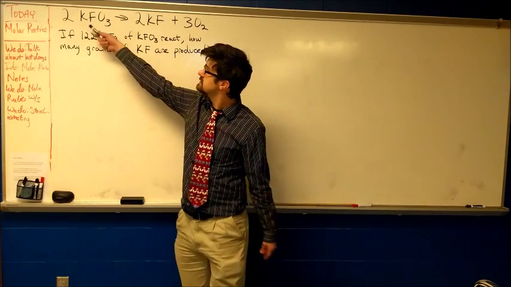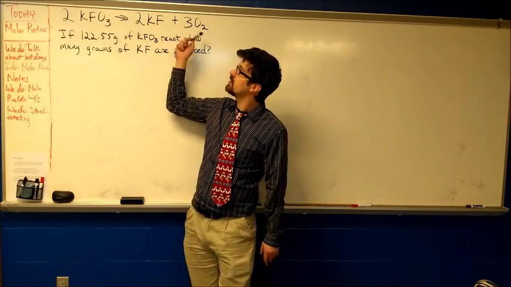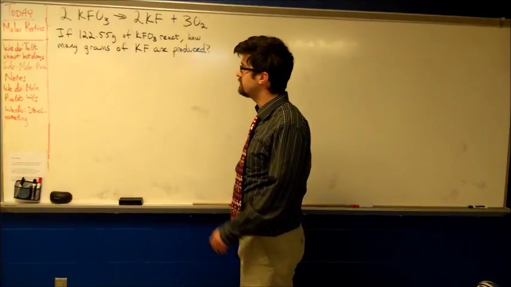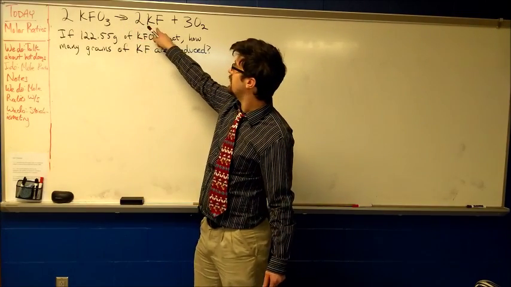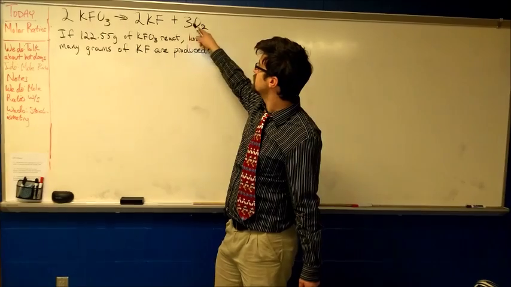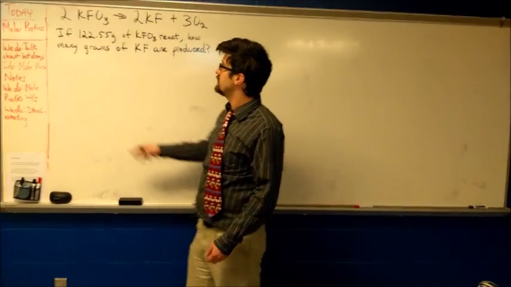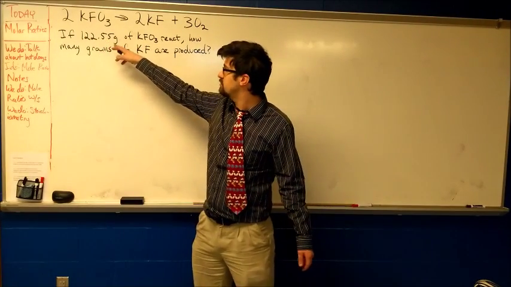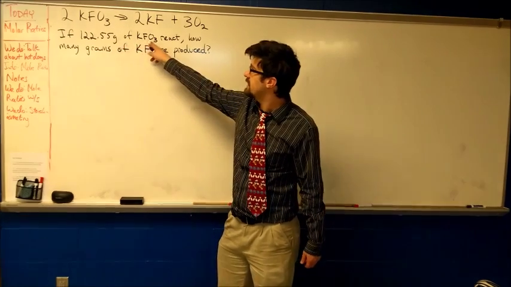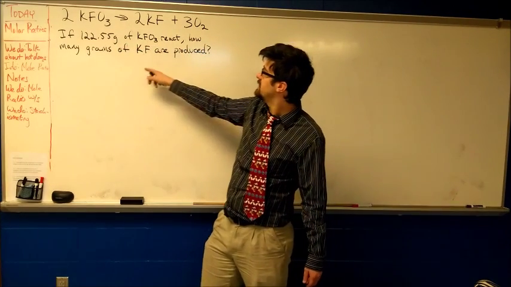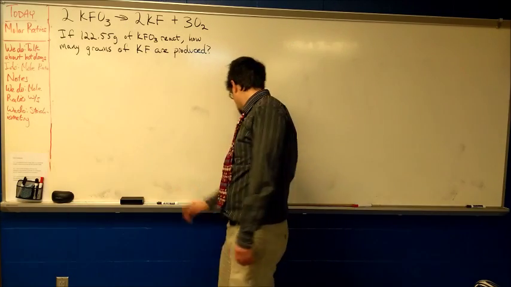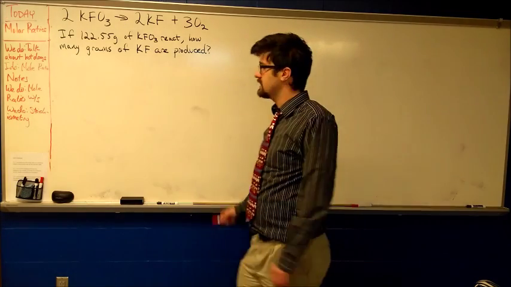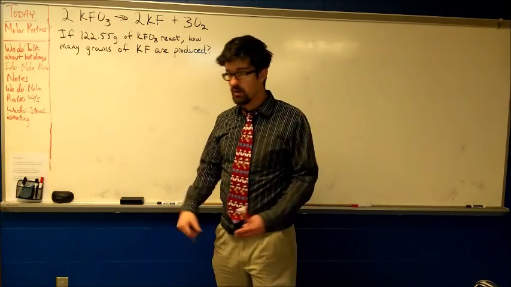Our problem is we've got this chemical equation, 2KFO3 yields 2 moles of KF plus 3 moles of oxygen. And we want to know if we have 122.55 grams of KFO3, how many grams of KF are produced in this reaction. So, the first thing we'll do is write down what we know.